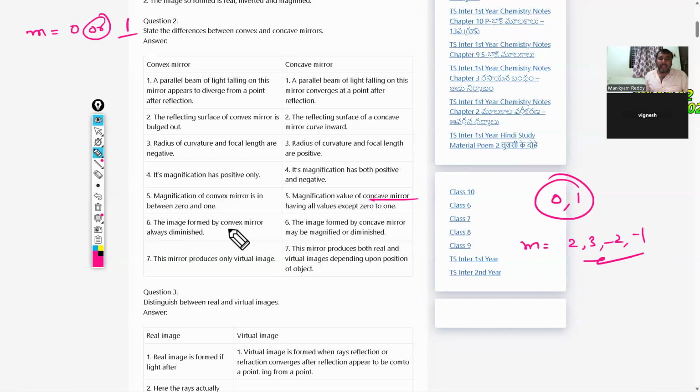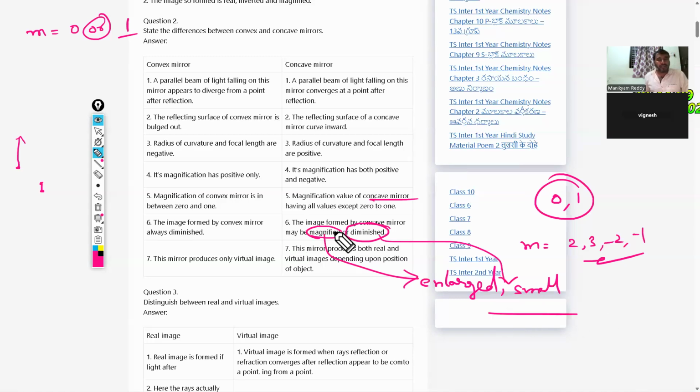The image formed by a convex mirror is always diminished. Diminished means small size image, compared with the real one. The image formed by a concave mirror may be magnified image, big image, enlarged image, or diminished image. Diminished means small image.